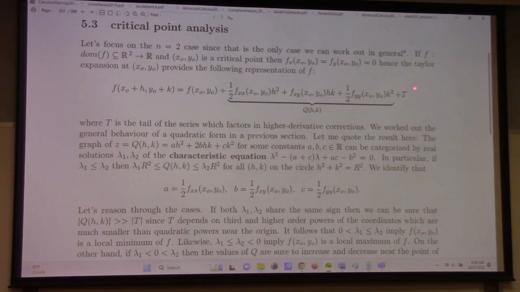If you're close to x naught, y naught, that makes h and k, which are x minus x naught and y minus y naught, exceedingly small. So the square is pretty small already. The cube is smaller still. The 4th power is even tinier. So this term right here is completely dominating the behavior of the function near the critical point. So we can focus our attention on that.